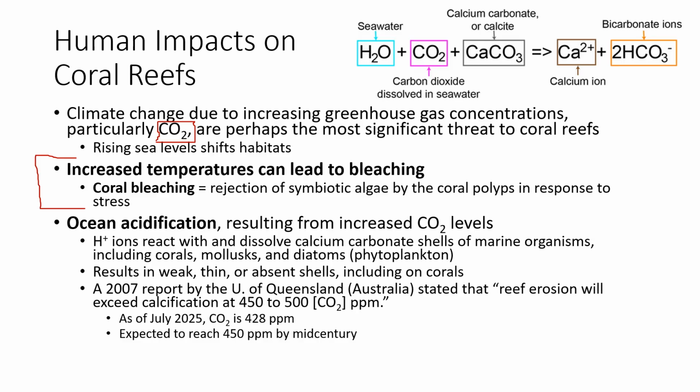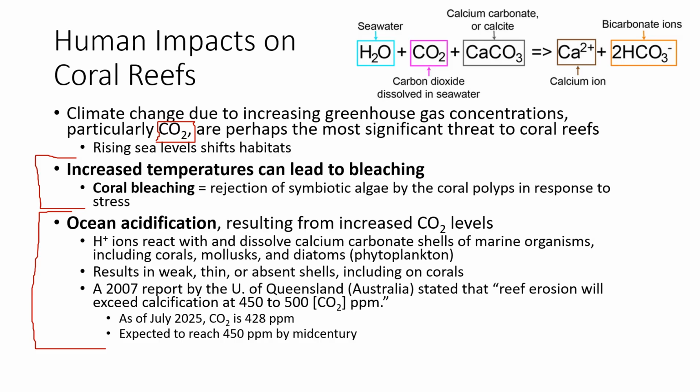So that's our second big impact. And then the third big impact we have already talked about, which is ocean acidification. And again, this is due to rising CO2 levels in the atmosphere. As more CO2 dissolves into the ocean, it reacts with water to create carbonic acid, which is decreasing the pH of the ocean and increasing the amount of hydrogen ions in the ocean. Those hydrogen ions react with and dissolve the coral structure, the calcium carbonate exoskeletons, as well as the calcium carbonate shells and exoskeletons of a whole host of other marine organisms, including phytoplankton and mollusks. This results in weak, thin, or absent exoskeletons on the shells, and it will kill the corals.